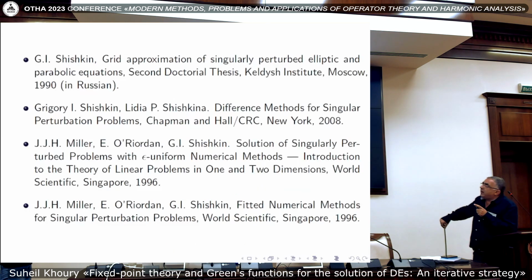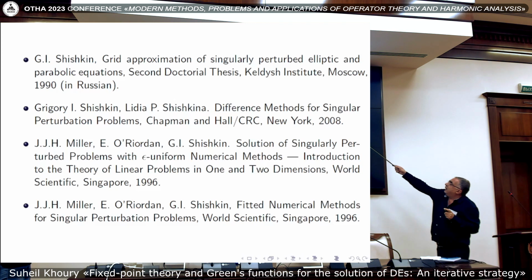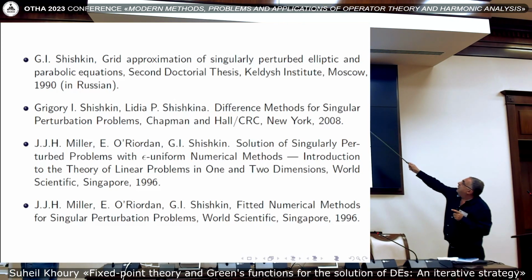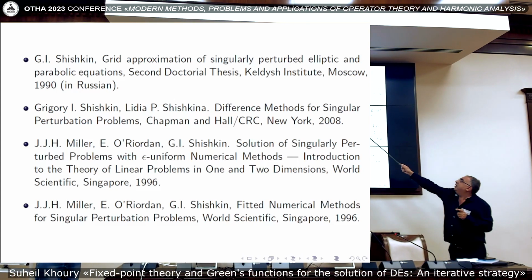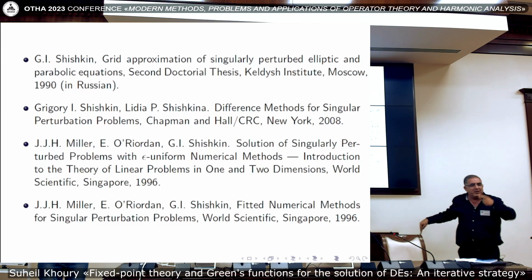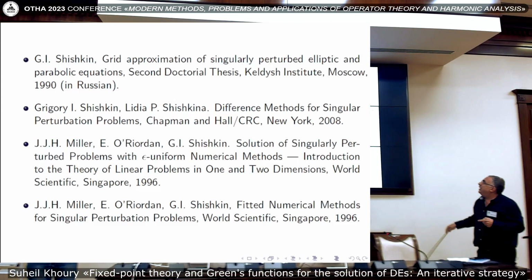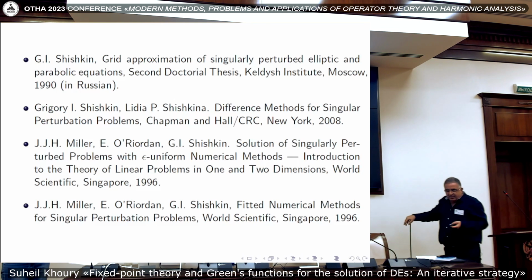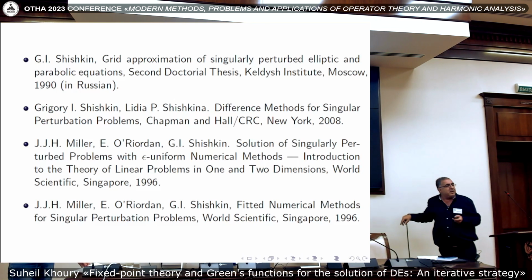Our work now is focused on the fractional boundary layer problem. It's going to be very challenging theoretically. We're looking at the papers by Shishkin, grid approximation. This is his second doctoral thesis. I don't know whether there is a first or second; probably you know better than me. So we're working on Shishkin's work to extend it to the fractional boundary layer.